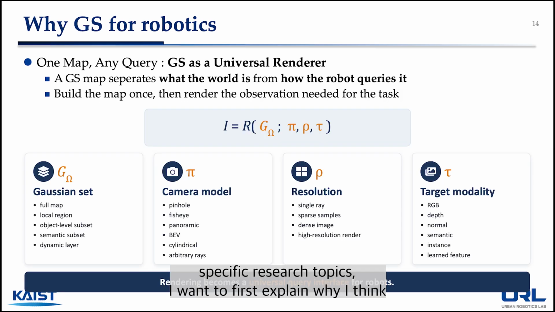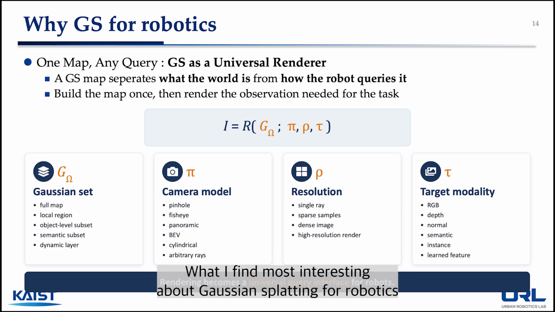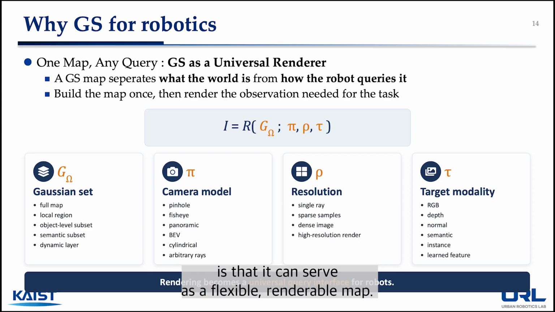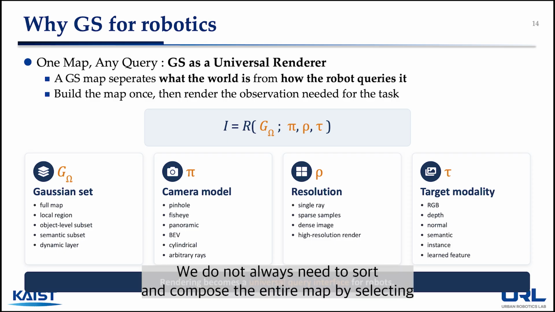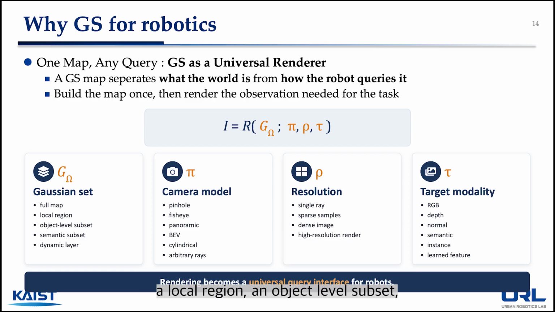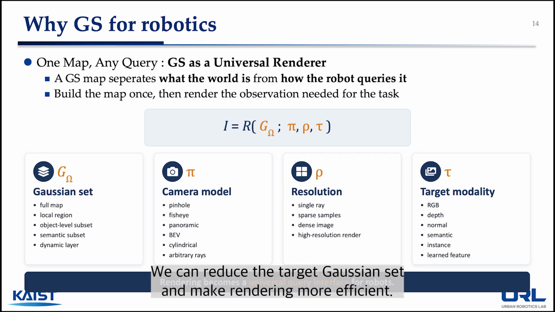Before moving to specific research topics, I want to first explain why I think Gaussian splatting is useful for robotics in the first place. What I find most interesting about Gaussian splatting for robotics is that it can serve as a flexible, renderable map. The map stores the scene once, but the rendering query can be adjusted depending on the task. One important knob is which Gaussians we render. We do not always need to sort and composite the entire map. By selecting a local region, an object-level subset, a semantic subset, or a dynamic layer, we can reduce the target Gaussian set and make rendering more efficient.